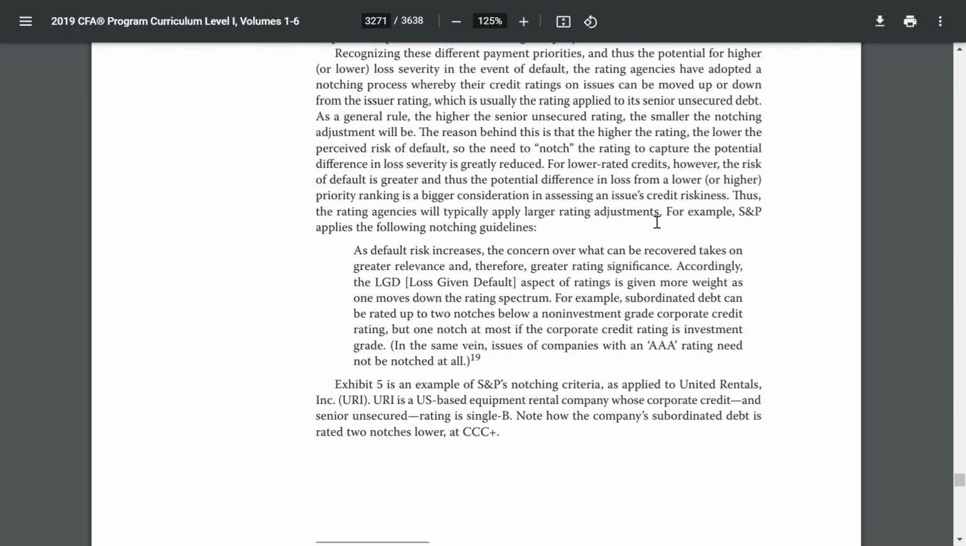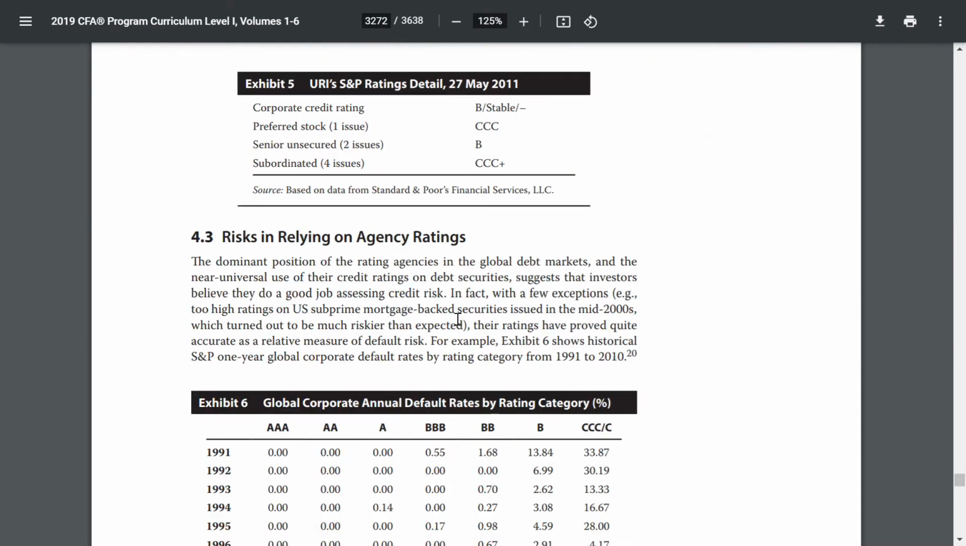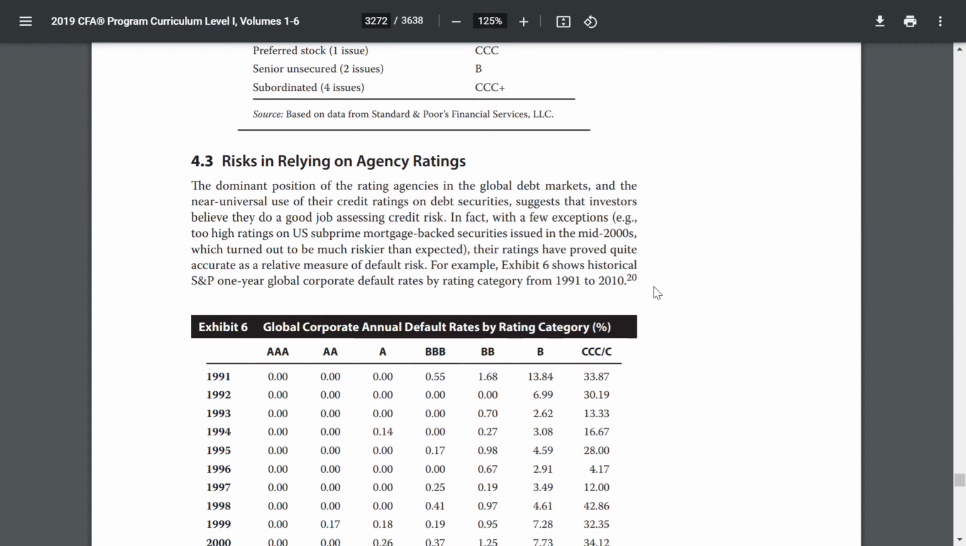For lower rated credits, however, the risk of default is greater, and thus the potential differences in loss for a lower or higher probability of ranking is a bigger consideration in assessing issues' credit ratings. Thus, the rating agencies will typically apply larger rating adjustments. For example, S&P applies the following notching guidelines. So here are the notching guidelines. Okay.